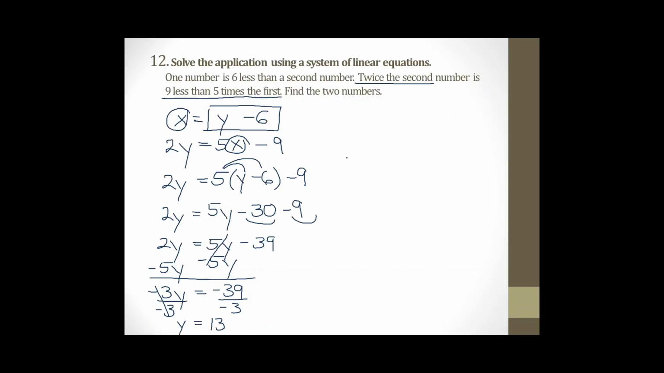Now we have to go back and use either one of the two original equations, and in this case I am using the first one because it just looks simpler, less work, and I'm plugging in 13 for y. So x equals 13 minus 6, so x is equal to 7. So when you're plugging it into your test, make sure that the first number, which is indicated by x, would be 7, and then your second number would be 13.